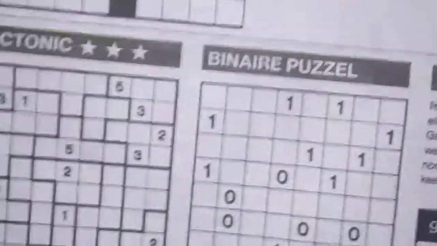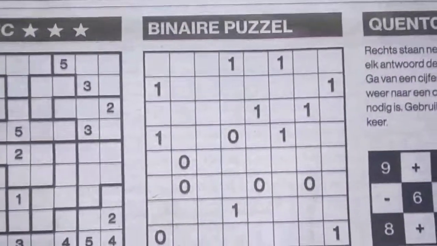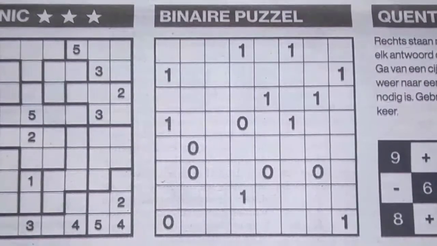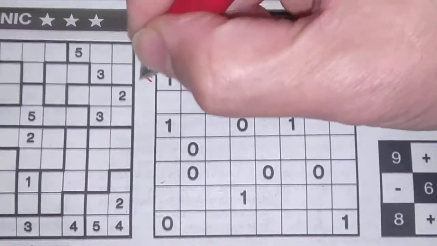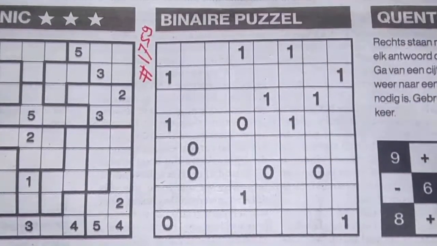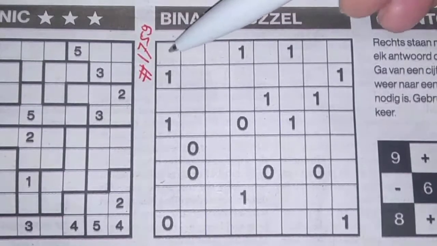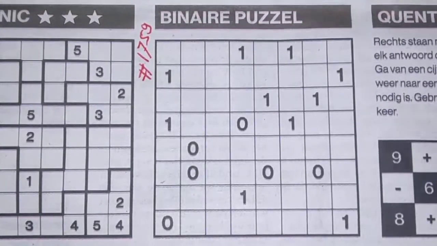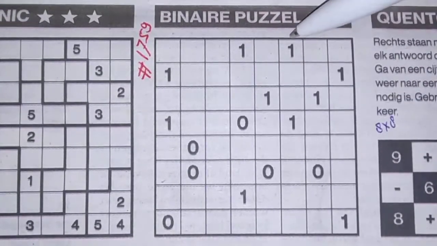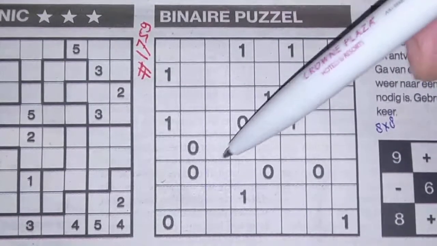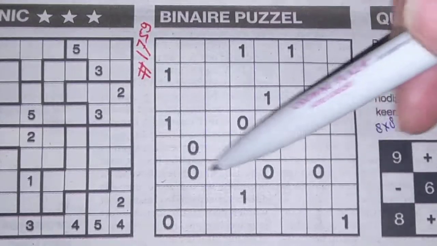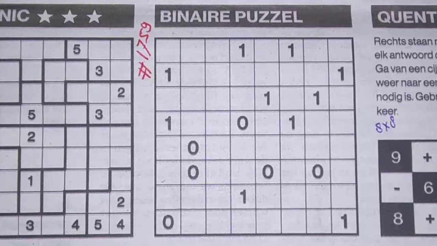We have two Sudokus left, a binary puzzle and a tectonic, and I will start first with this one, and this will be number 1, 7, 5, and 9. And what kind of binary puzzle is this one? Let me count 1, 2, 3, 4, 5, 6, 7, 8. It's an 8 by 8 binary puzzle. That means in a row or in a column there are always 4 O's and 4 ones. Alright, so let's get started.